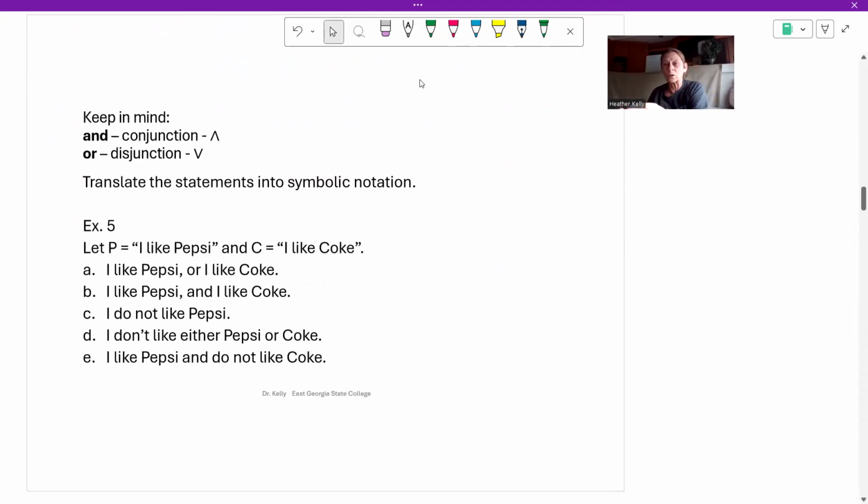Now let's take the words and turn them into symbols and make this look a little bit more like math. Okay? All right, so keep in mind that if I say and, I mean a conjunction, and that is the little caret looking thing, the capital A with no line through it. And if I say or, the disjunction, it looks like a V. I look at it like a really sloppy R, and that's how I think about it. A-R-E, sloppy R.